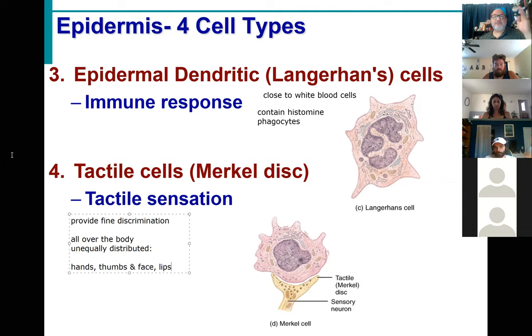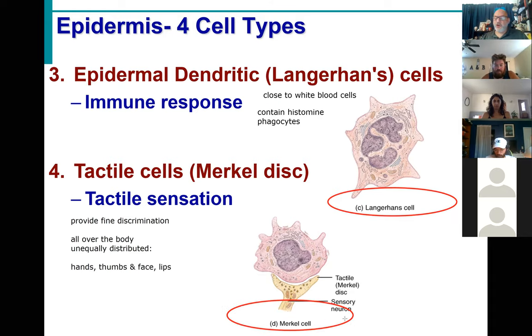Perfect. All right. So those are the four cells. I will tell you right now that these two cells, the Langerhans cells and the Merkel cells, you need to understand their function, but I am not going to make you identify them histologically. Is it possible to see these under a microscope? Yes, absolutely. Am I going to make you do that on the exam? No. But know where they're located.